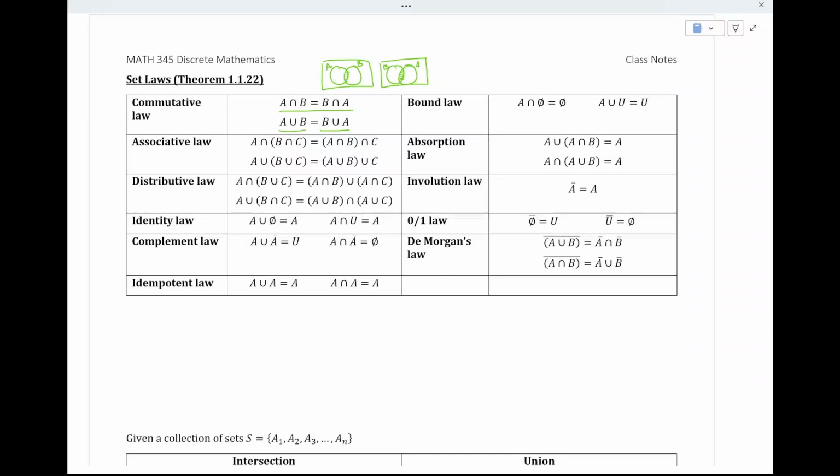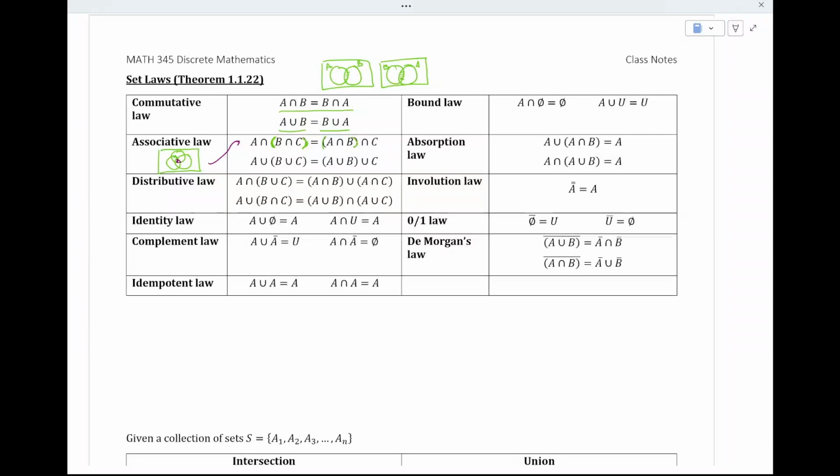Next up is associative laws. The associative law says if I have A intersect B intersect C, it doesn't matter if I put the parentheses over here or over here. It doesn't matter which one I do first. So if I draw a small picture, let's say I have A and B and C. A intersect B intersect C is going to be this middle piece right in here. And so it doesn't matter which order I do things in, I'm still going to end up with just that one middle piece, regardless of whether I do B intersect C first or A intersect B first.